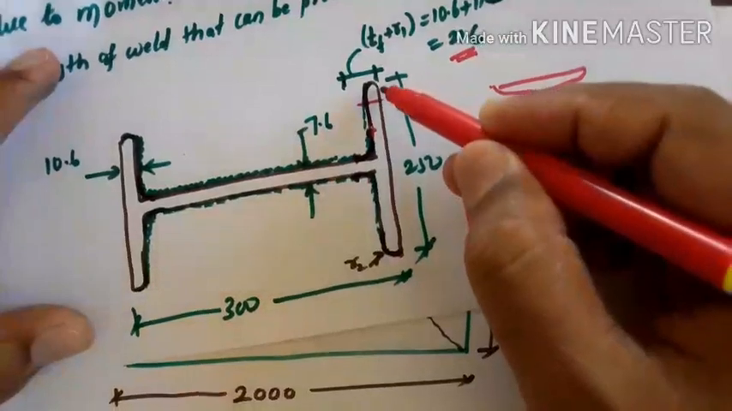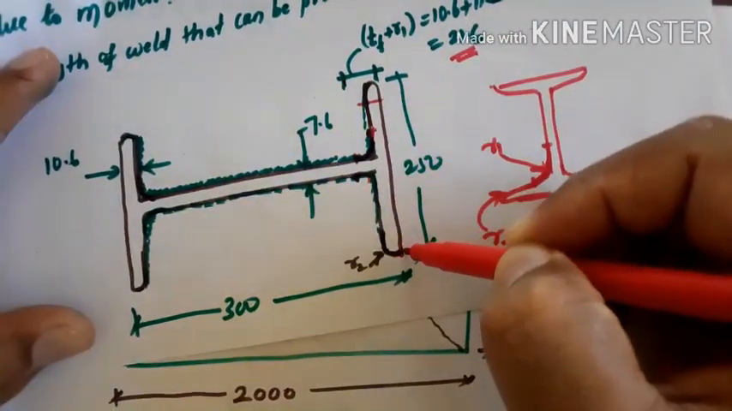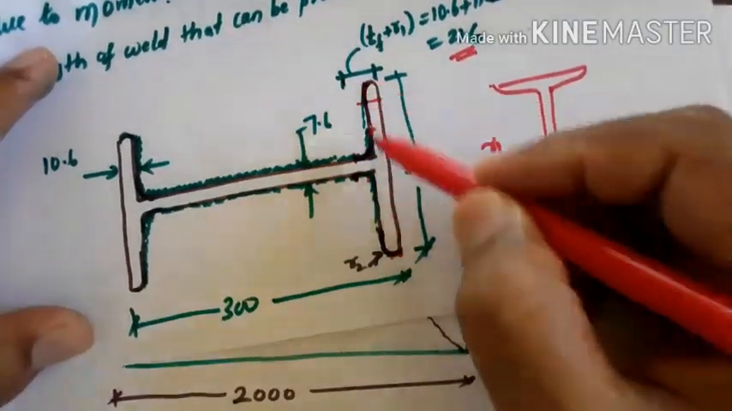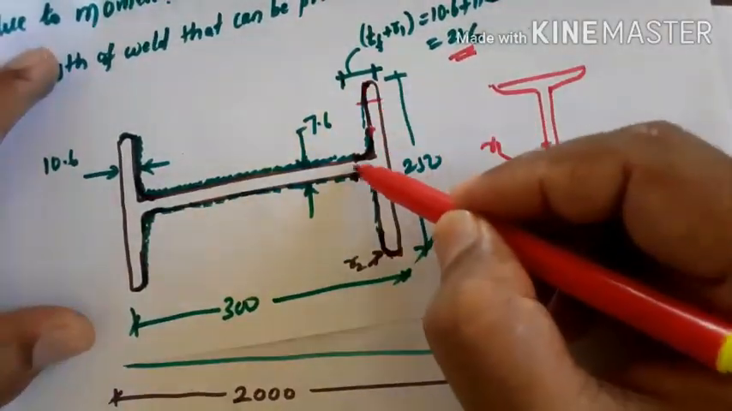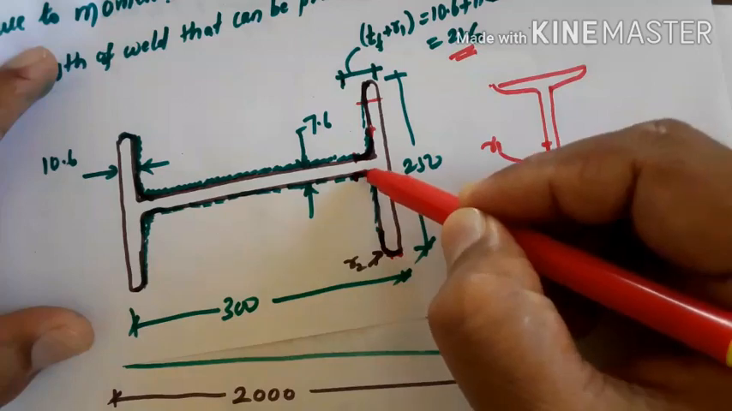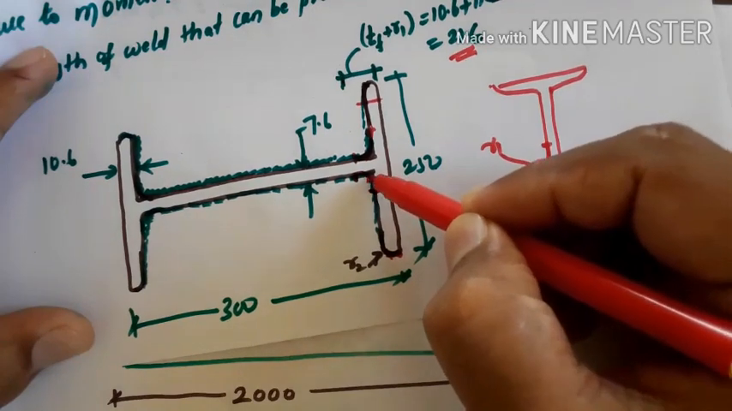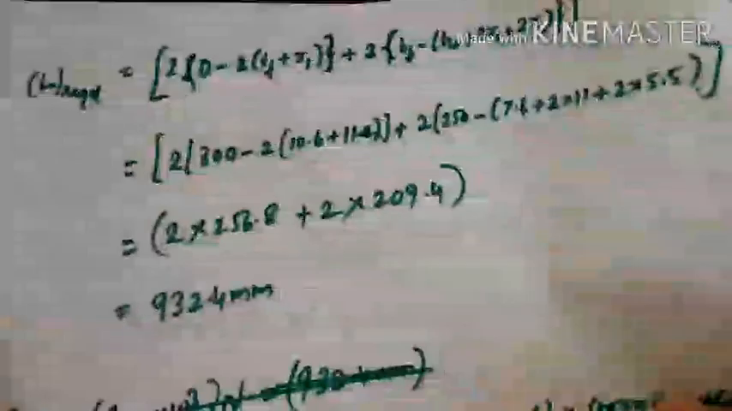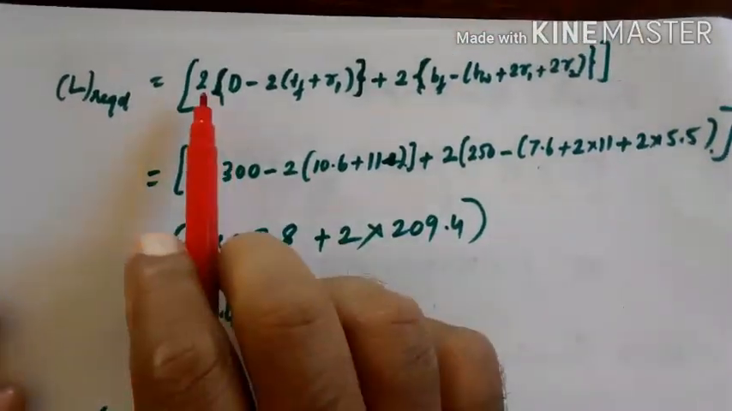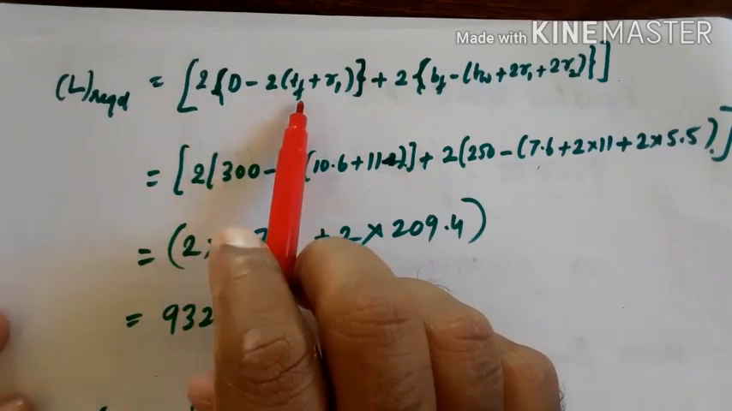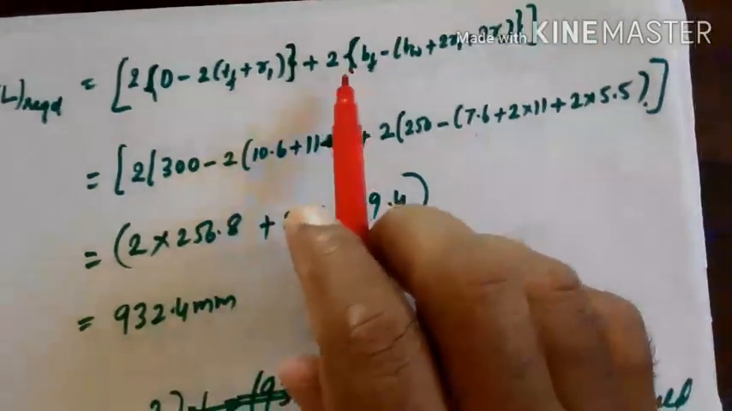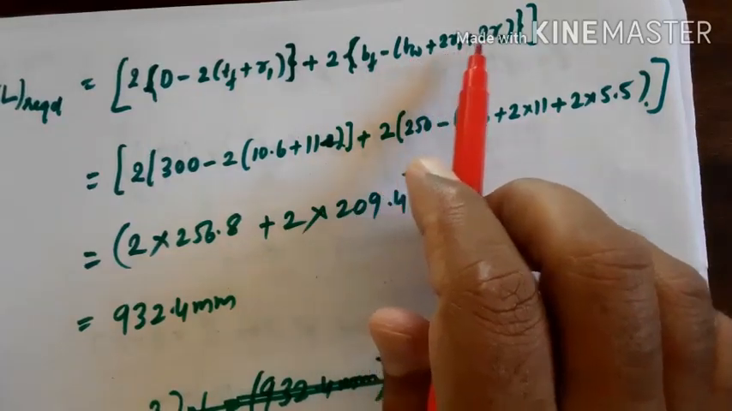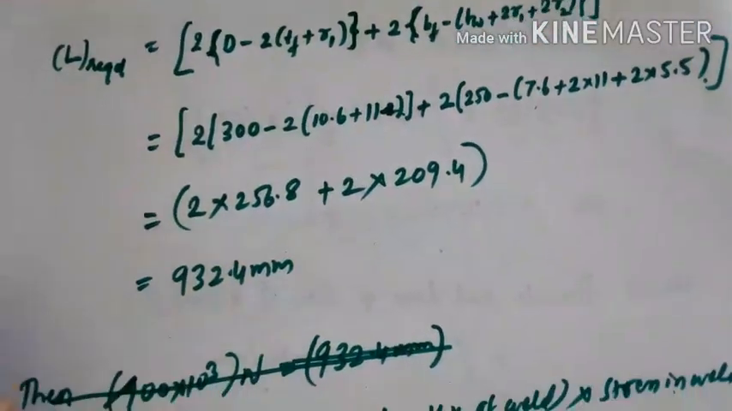So here I am calculating this minus this, 2 times R2, this side and this side, minus thickness of web minus 2 times R1. This one up to here, R1. 2D minus 2 thickness of flange plus R1, plus 2 width of flange minus TW, plus 2R1 plus 2R2. So okay, substitute all the values.